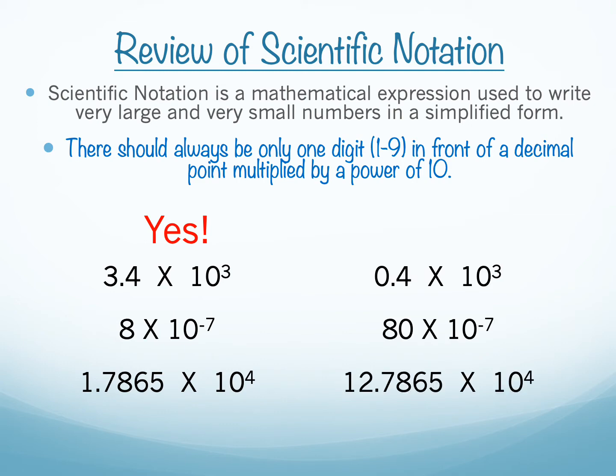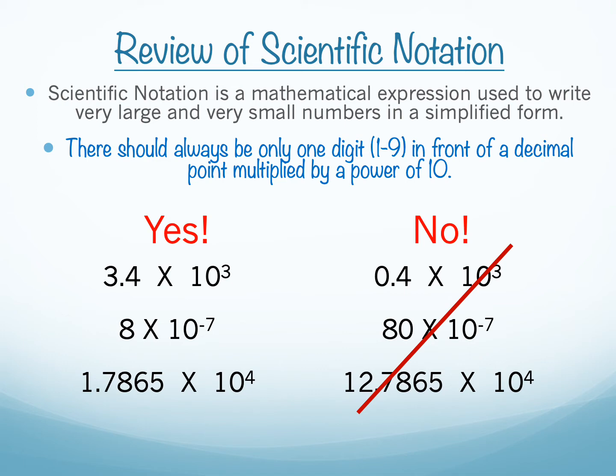These three examples are not proper notation, because in the first example there's a 0 in front of the decimal point. We can never have a 0 as the digit. Also, the next two examples have two digits in front of the decimal point. So these are also incorrect form. So these cannot be proper form.